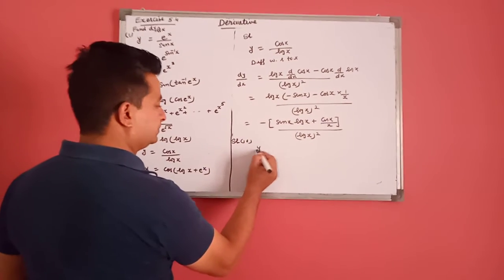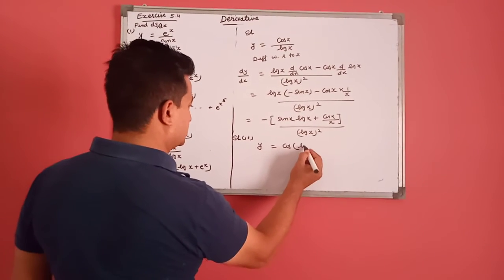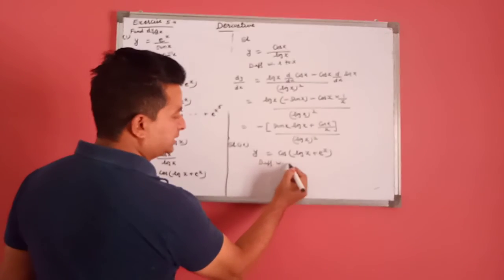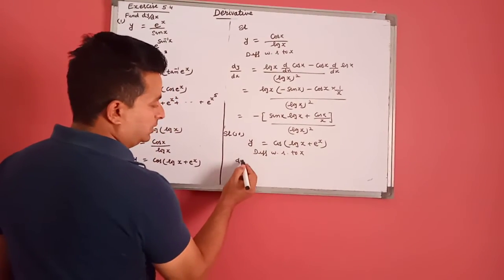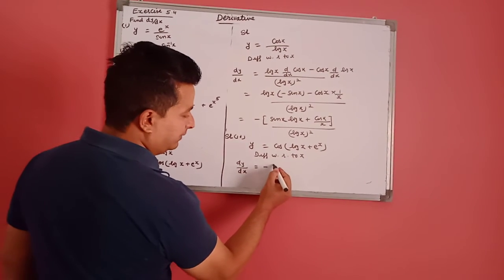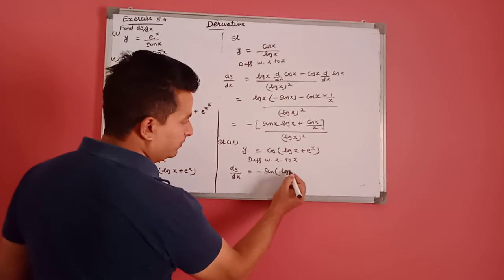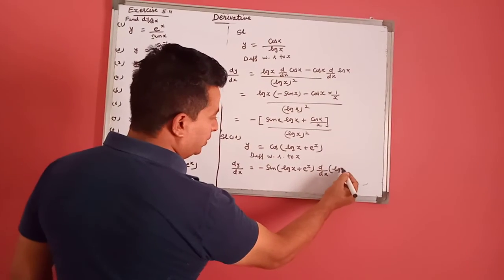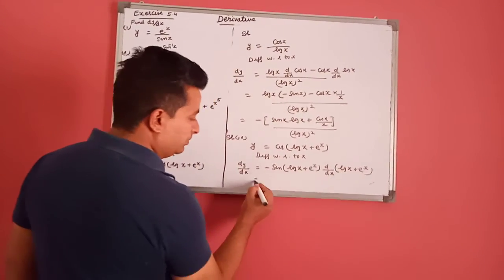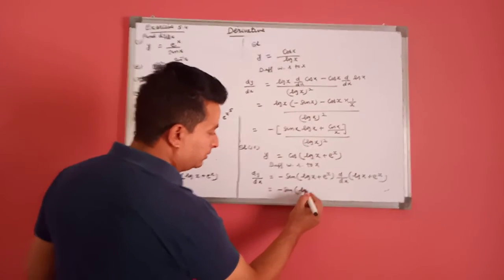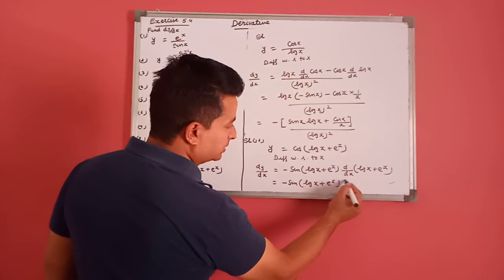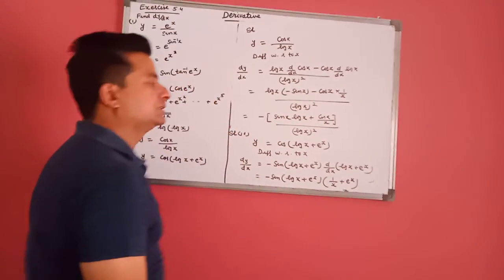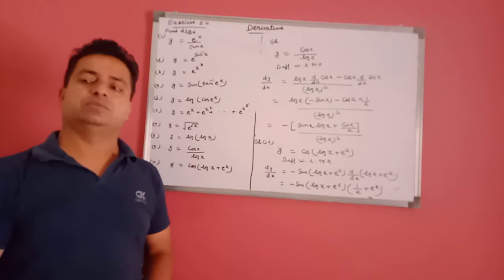In 10th question, y is equal to cos log x plus e to the power x. When we differentiate with respect to x, dy upon dx, derivative of cos is minus sin log x plus e^x into the derivative of the angle. This means minus sin log x plus e^x. Differentiation of log is 1 by x. e to the power x is the same. This is the solution of question number 10.